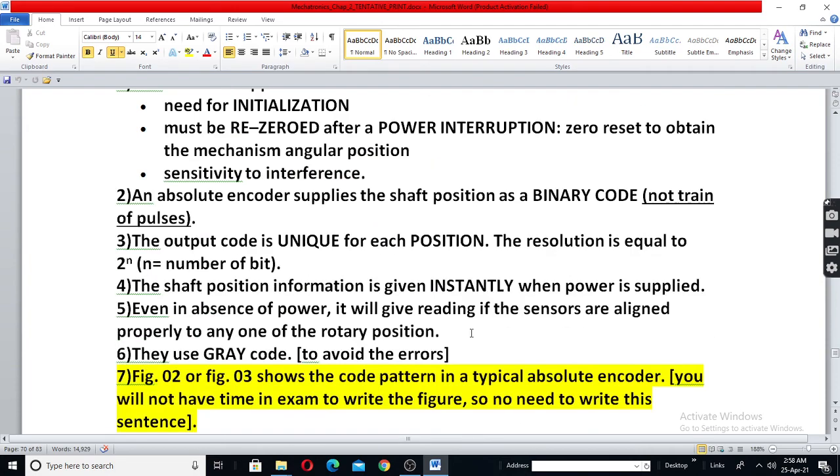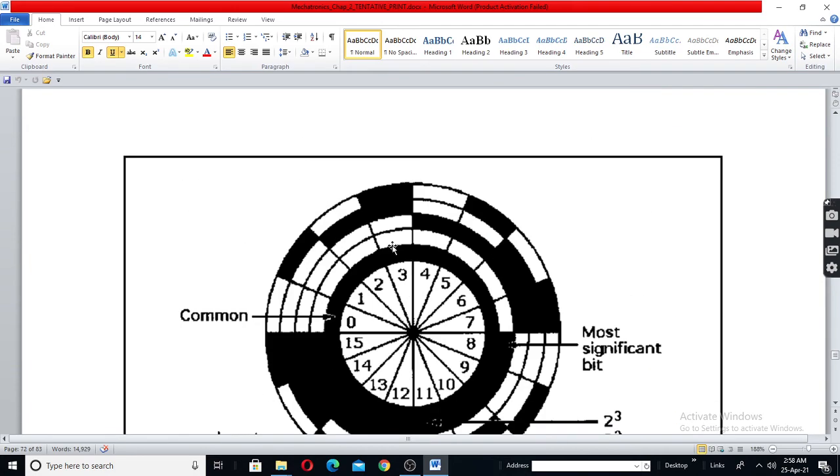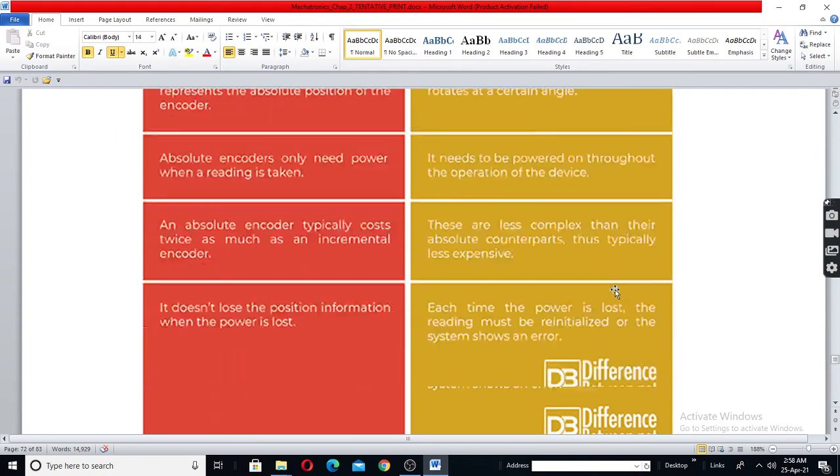But here it is not so. It is an absolute encoder. For the LSB it will be more: 8 pulses, 4 pulses in this track, 2, 1.